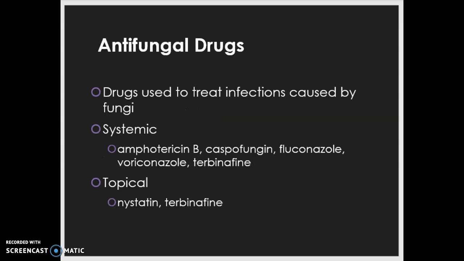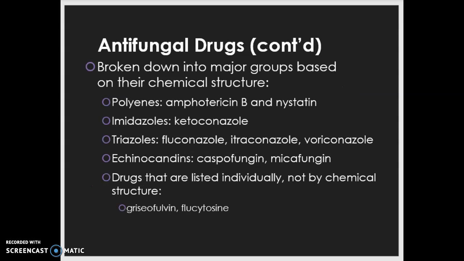So the antifungal drugs are used to treat these infections. We can have topical or systemic. Now the systemic, we have things like amphotericin B, caspofungin, fluconazole. Many of you probably have heard of that. Topically, you've probably heard of the nystatin. There are other drugs out there. But they are broken down into major groups based on their chemical structure. And I'll talk about those very quickly, but we may go into yet one last section on this antifungal group.